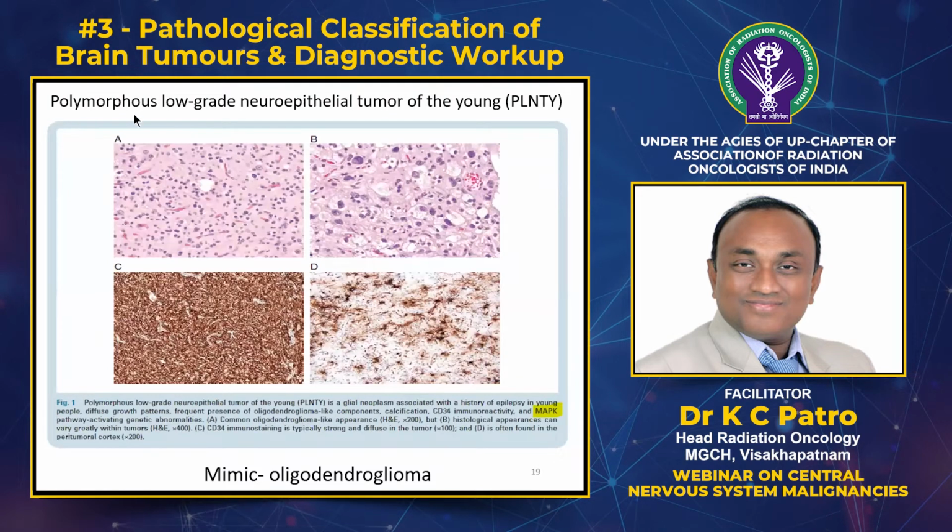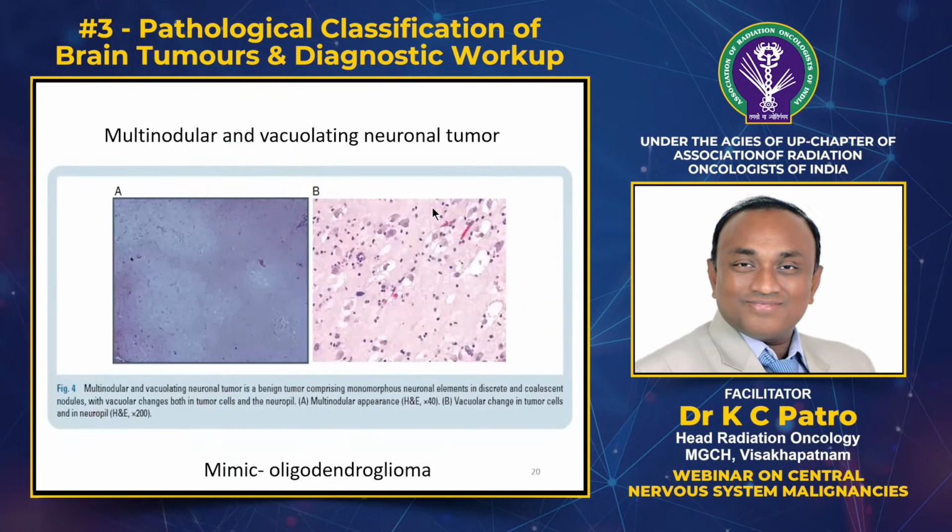Another new entity is called polymorphous low-grade neuroepithelial tumor of the young, which looks like an oligodendroglioma. If you see the loose cells and perinuclear halos, these all indicate oligodendroglioma histopathologically, but CD34 immunoreactivity and MAP kinase pathway alteration take the diagnosis toward this tumor. Again, with loose cells and perinuclear halos it looks like an oligodendroglioma, but it is a new entity called multinodular and vacuolating neuronal tumor.